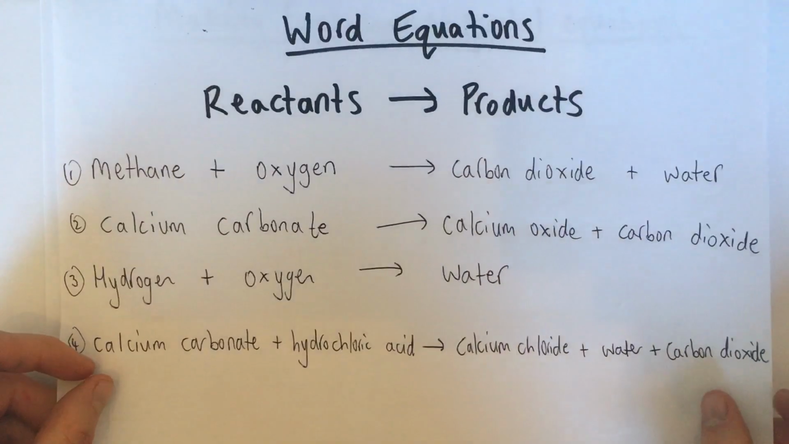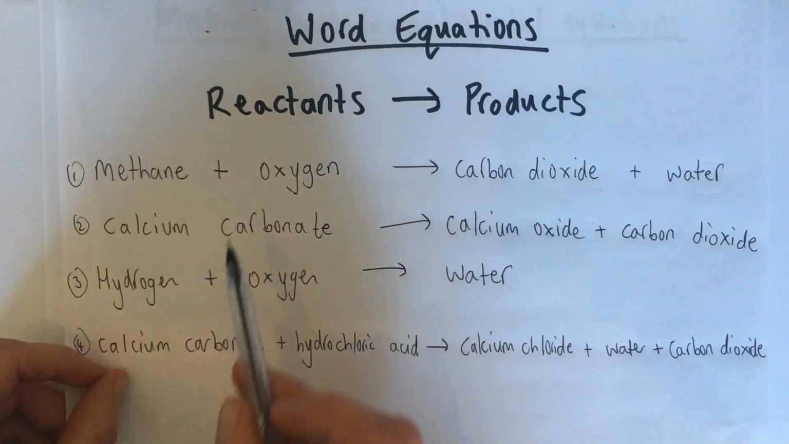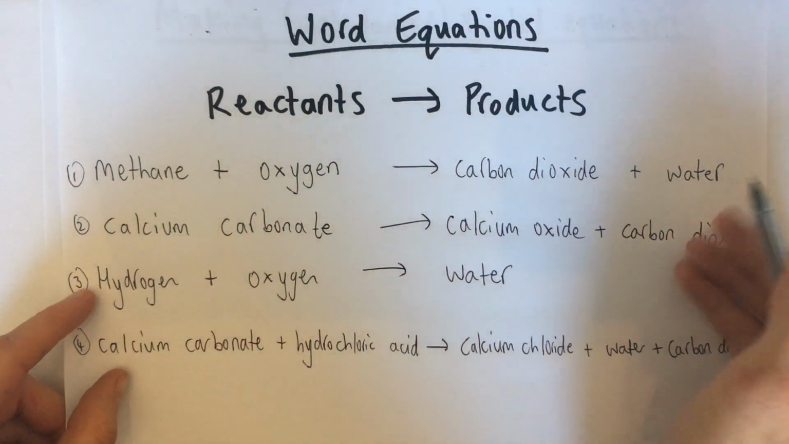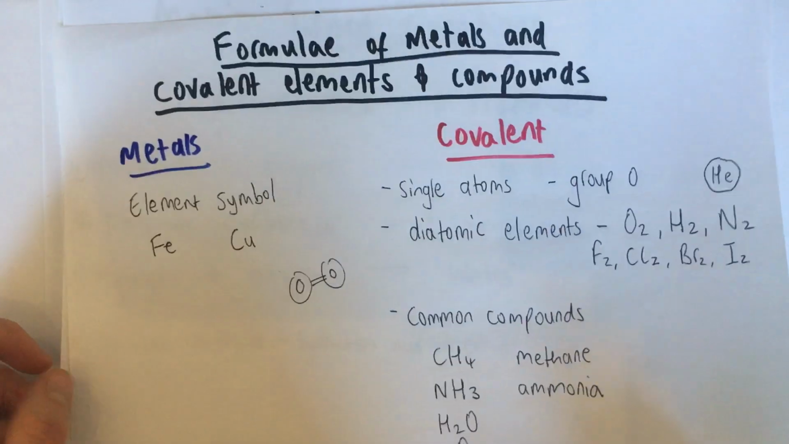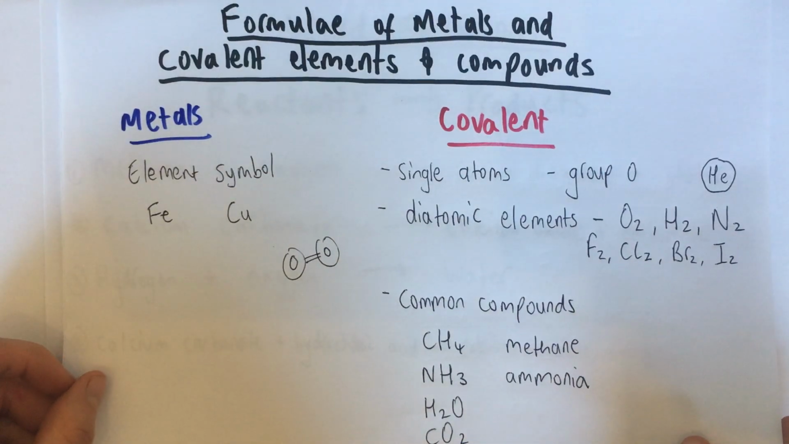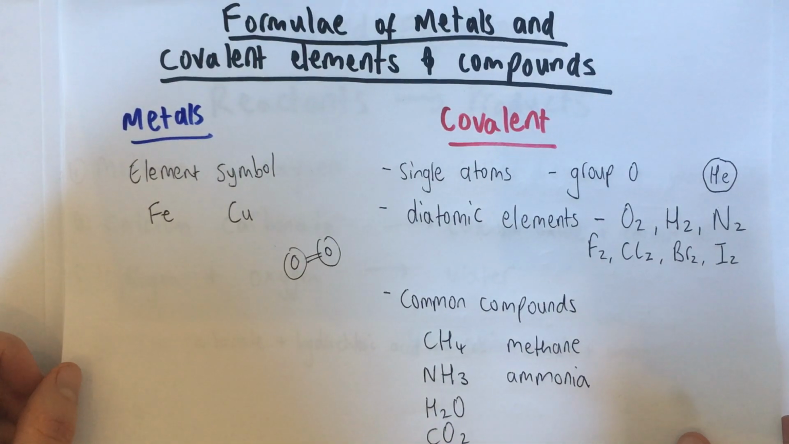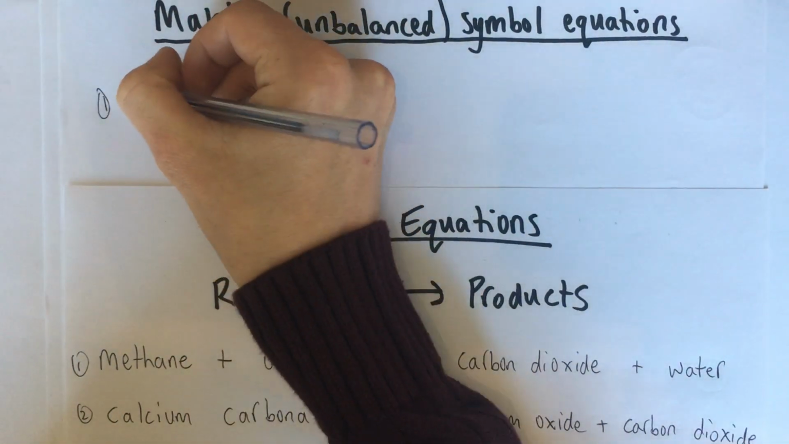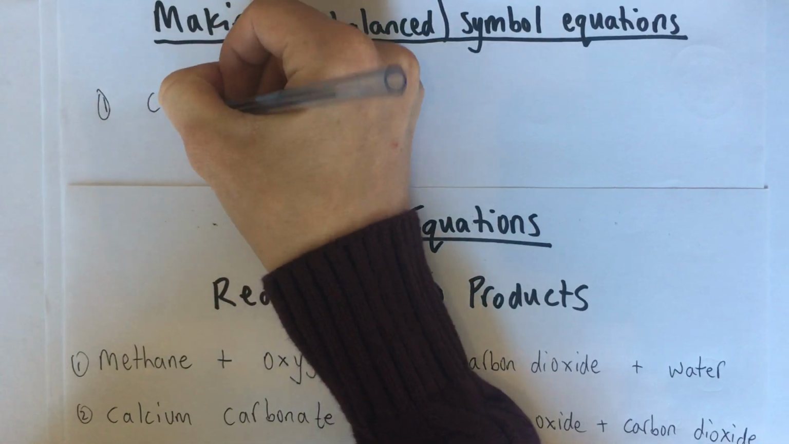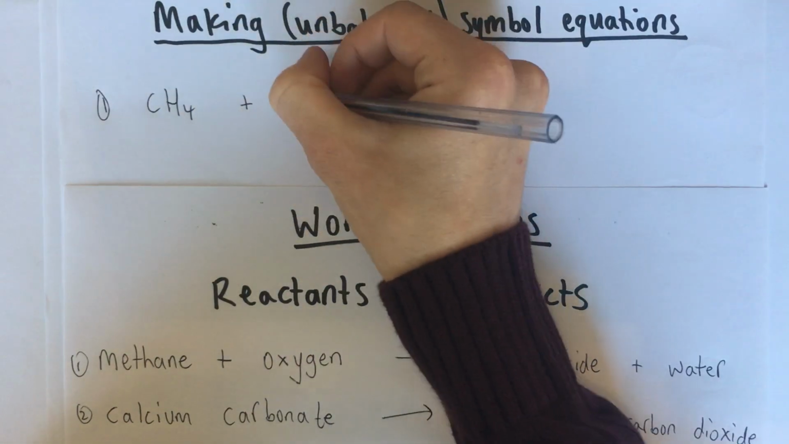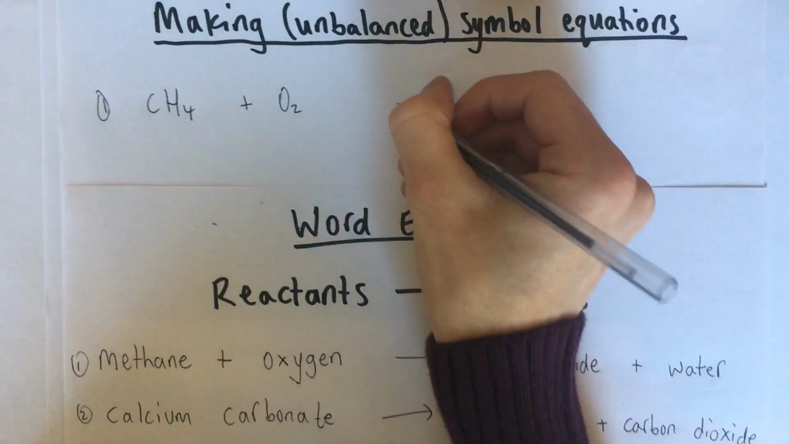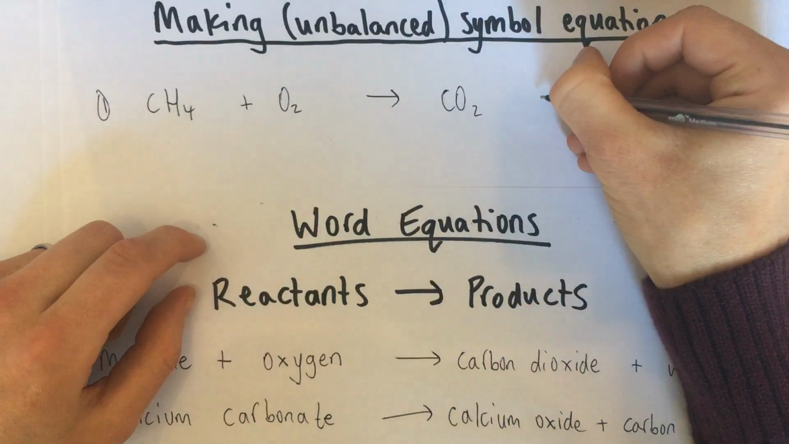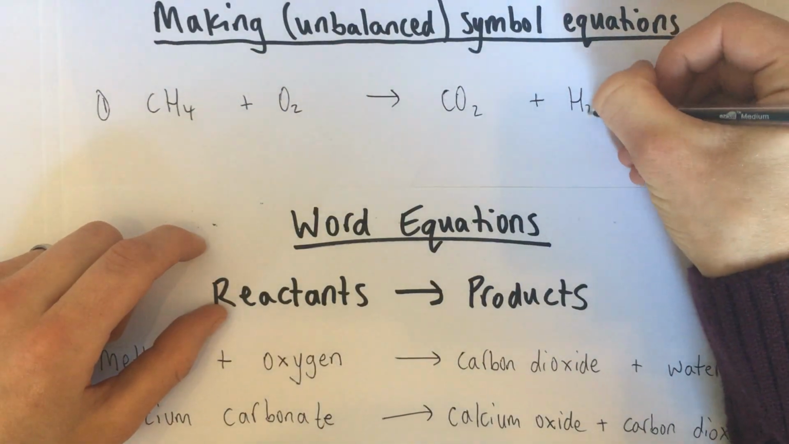So I've got some word equations from a different video. First one that we'll look at then is methane reacting with oxygen to make carbon dioxide and water. Now, if we've just got those simple things that we remember about the formulae for covalent compounds and elements, then we will know that methane is CH4, so I'll put that in, that oxygen is O2, that carbon dioxide is CO2, and that water is H2O. So I can be pretty happy with that one.